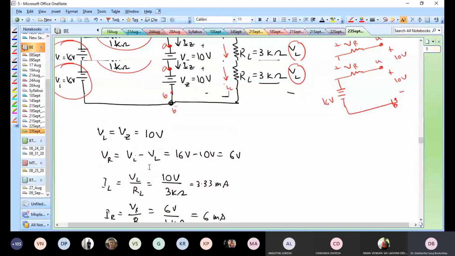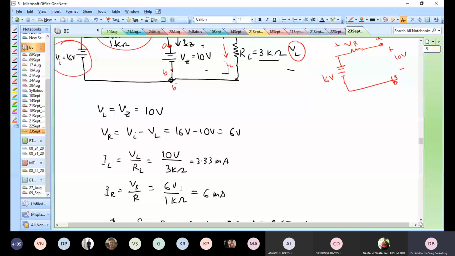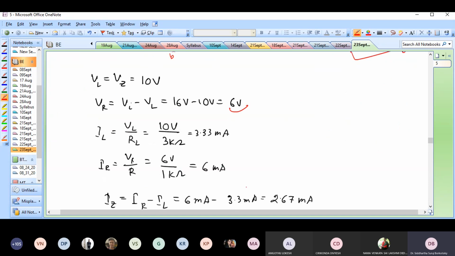And what is IR? What current IR is flowing through this circuit? Again, I already know VR and I already know the value of the resistance. So the voltage divided by the resistance would be IR. The voltage is 6 volts. We had already found it right here. So VR divided by R is 6 volts by 1 kilo ohm, which is 6 milliamperes.